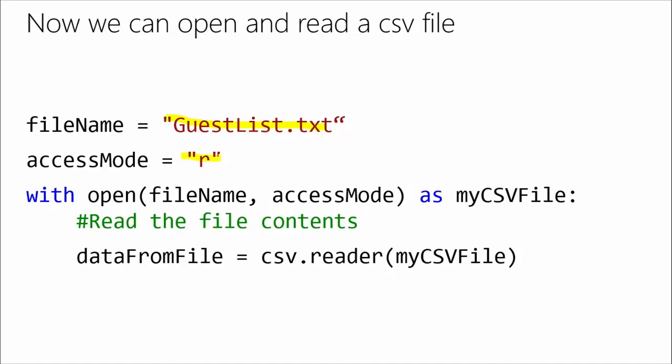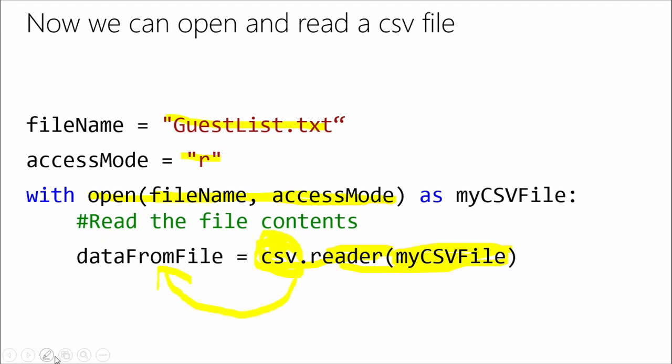So now what we can do is, we specify our file name, we specify our access mode, and we open the file name with the access mode. That's nothing new there, right? I could talk about the new code in a second. We say open our file with the access mode read, and then we're using the CSV function, reader, to read that file and take the contents, and that's going to return a list, which is going to end up in a list variable called data from file.